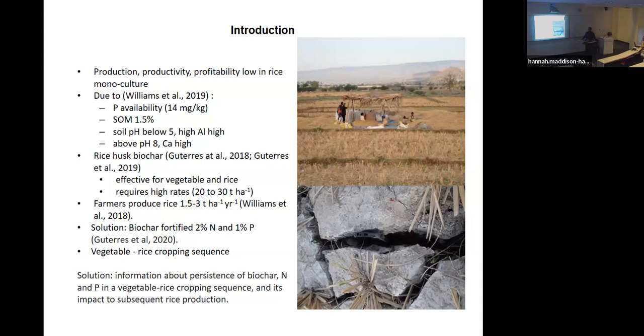However, up to now there is still a lack of information about the persistence of these biochars and nitrogen and phosphorus in paddy field areas in Timor-Leste. So this study helps to provide information about the persistence of biochars, nitrogen, and phosphorus application in a vegetable rice cropping sequence in paddy field areas in Timor-Leste.